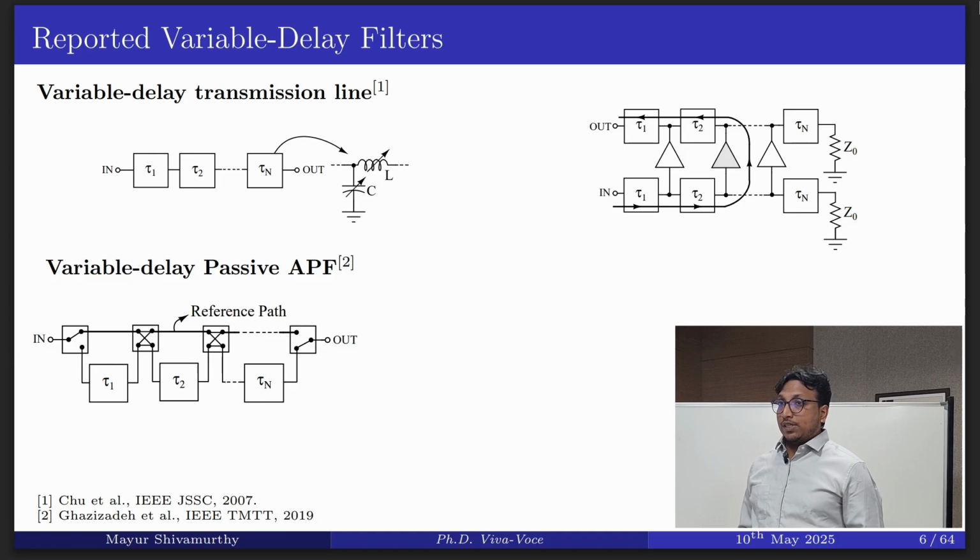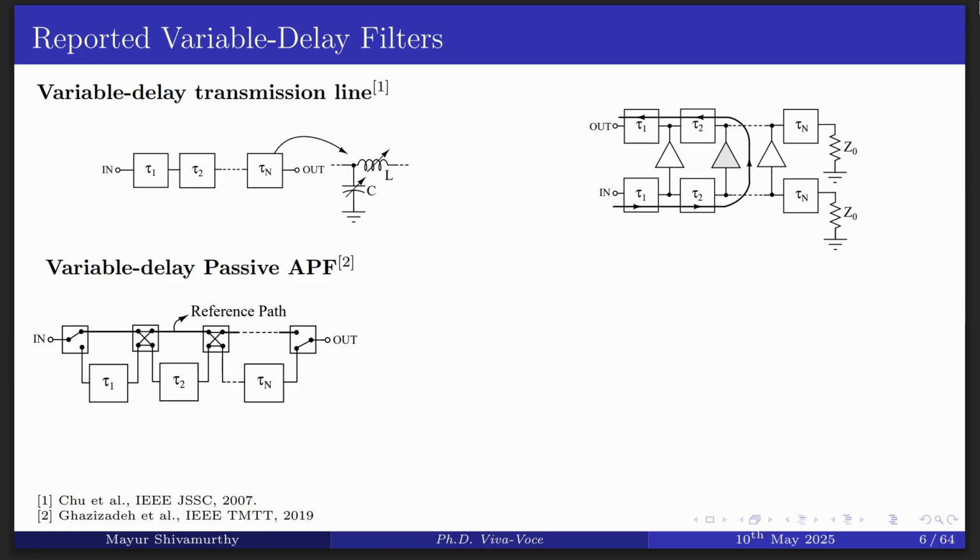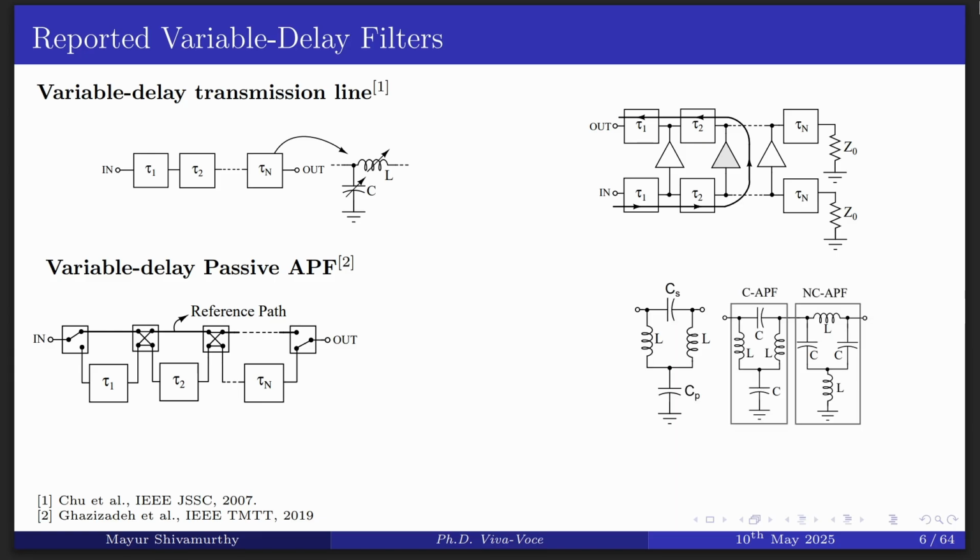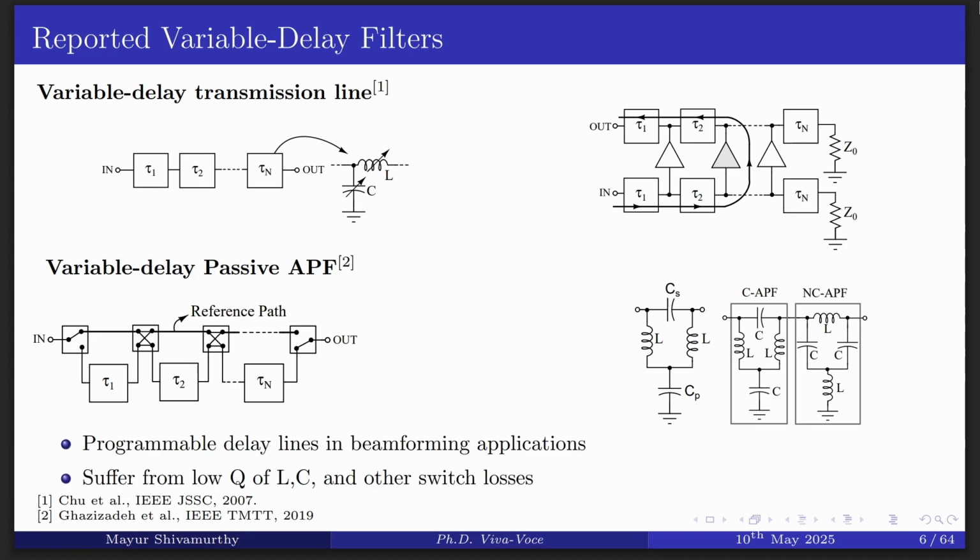In case of a switch line approach, the input is passed through programmable delay lines using SPDT or DPDT switches. These delay blocks can be identical all pass filters, or they can be different all pass filters of a different order. So these variable delay filters are used in programmable delay lines for beamforming applications. But the problem is that because of the limited quality factor of the inductor and capacitor and other switching losses, the realized TTD suffers a certain amount of losses.